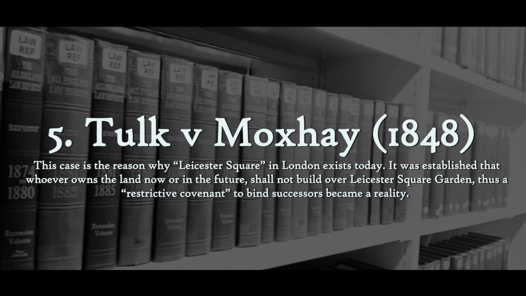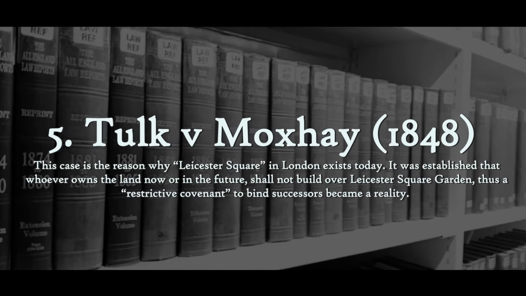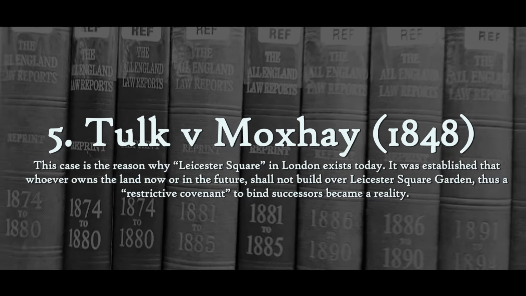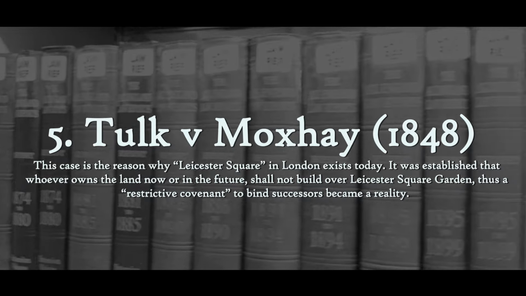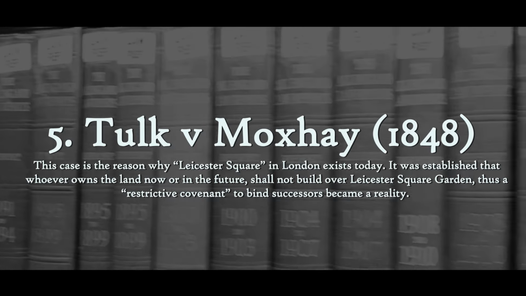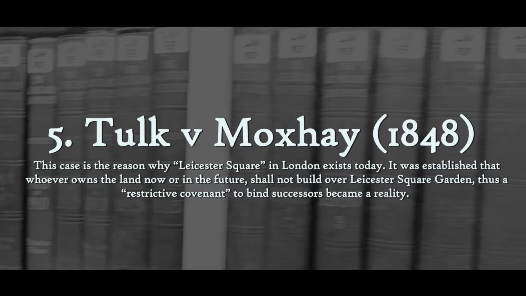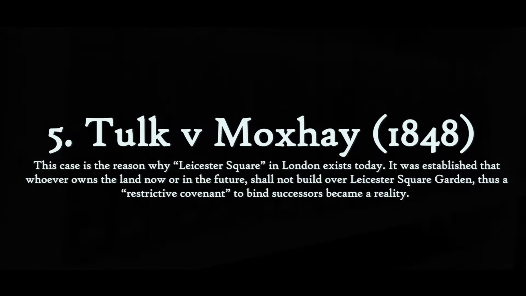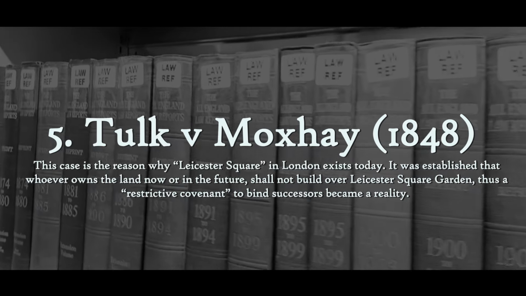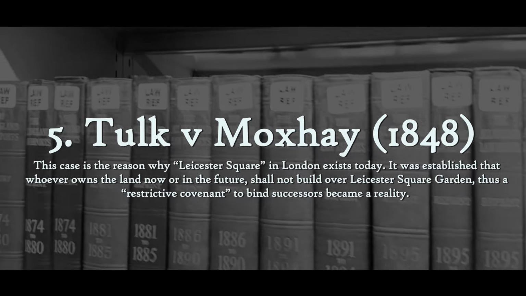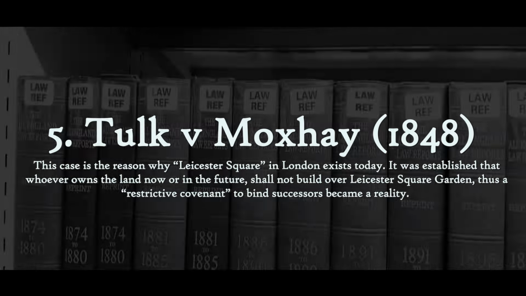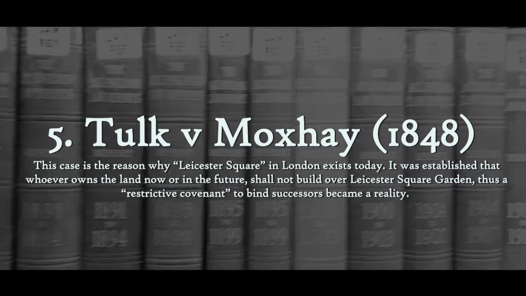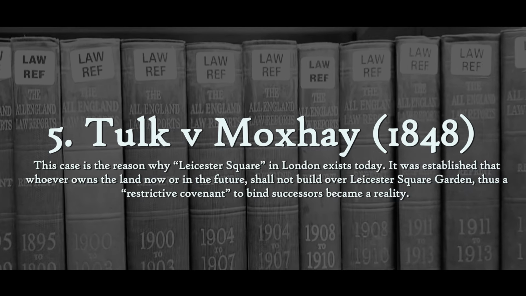Hi, I'm going to talk about the top 5 most famous court cases in the United Kingdom, starting off with case number 5, Tulk vs. Moxhay, 1848. The case regards restrictive covenants. All matters regarding restrictive covenants can be found in land law in year 3 on the law degree. This case is the reason why Leicester Square in London exists today. It was established that whoever owns the land now or in the future shall not build over Leicester Square garden. Thus, a restrictive covenant to bind successors became a reality.